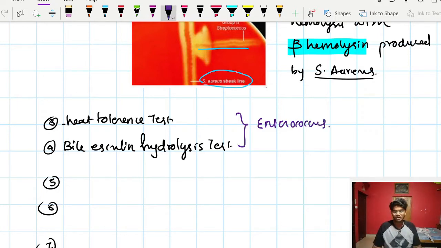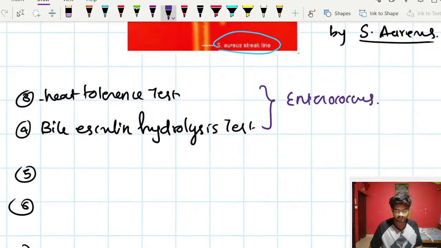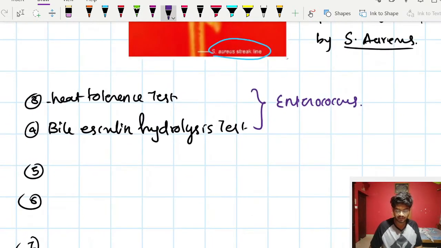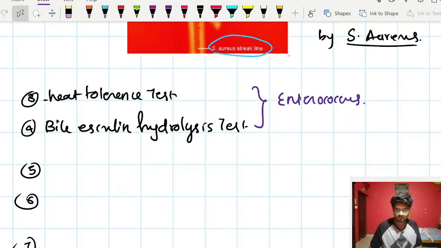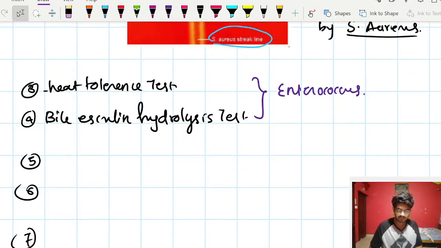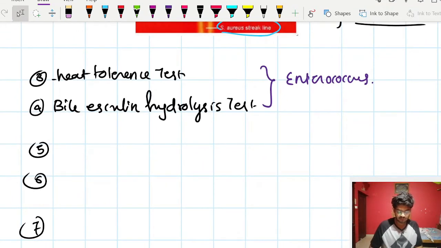You see, Enterococcus has high heat tolerance. So when we heat it to a high temperature, it will not die. That is the heat tolerance test. It is given positive by Enterococcus. Also the bile esculin hydrolysis test, because Enterococcus can hydrolyze bile esculin, so it will give a color, because there will be an indicator for the hydrolysis of bile esculin. So there will be a color, then the test is positive. These two tests are given positive by Enterococcus.